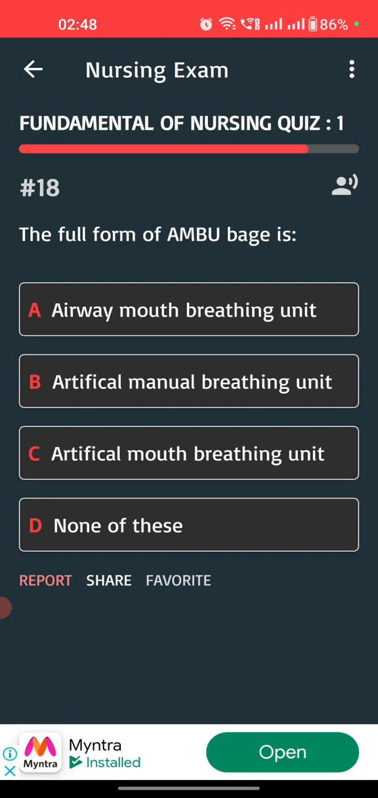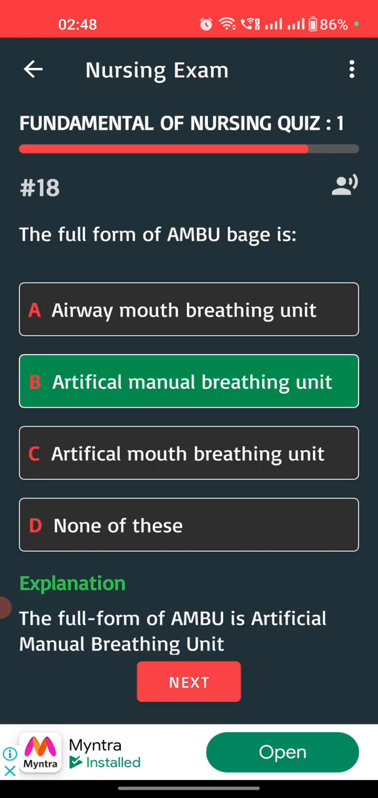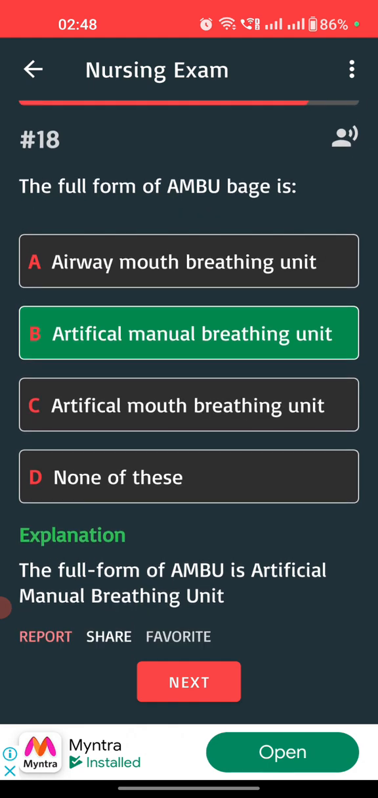The full form of AMBU bag is: A. Airway mouth breathe. Correct answer. The full form of AMBU is Artificial Manual Breathing Unit.